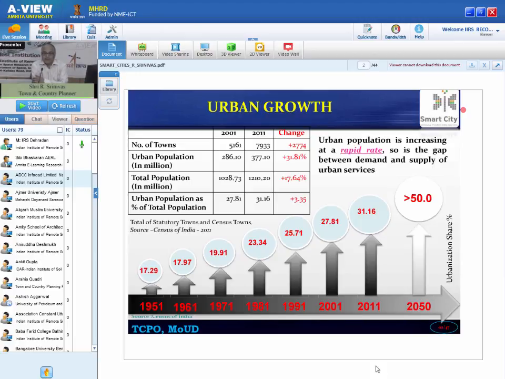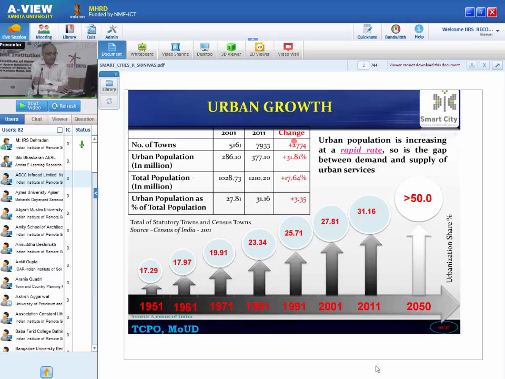And urbanization, if you see the graph, in 1951 the percentage of urban population to the total population, known as urbanization, was 17.29%, which increased to 25.71% in 1991. In 2001, it increased to 27.81%, and in 2011, it's 31.16%. With all projections of the United Nations and even Census of India, by 2050, half of the country will be living in cities and towns. The present number of cities is almost touching 8,000, and by 2050, I think we'll have 10,000 plus cities and towns.